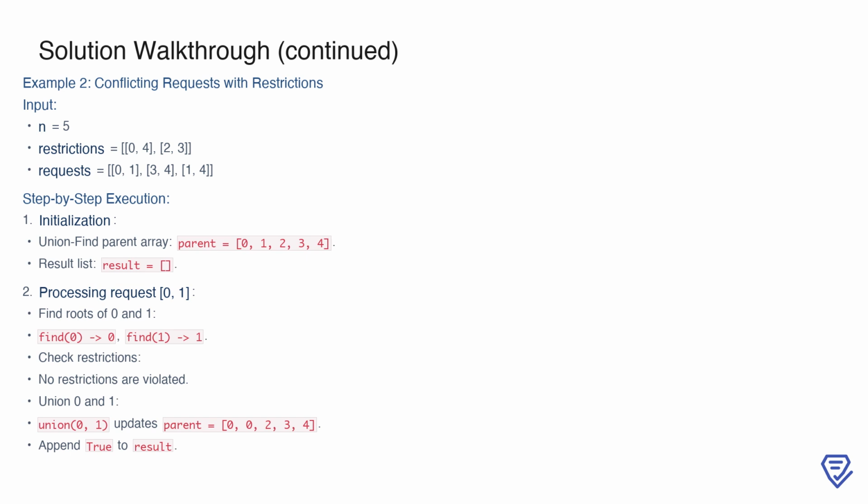In this second example, we consider 5 nodes with restrictions 0, 4, and 2, 3.